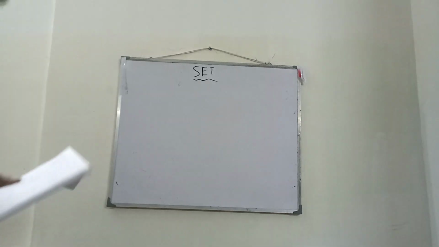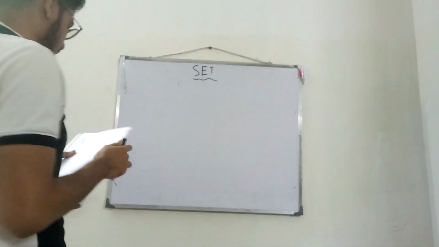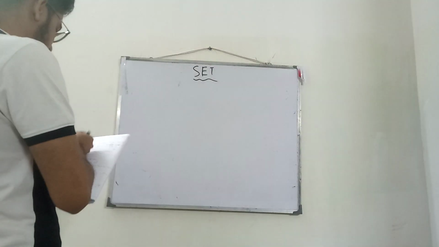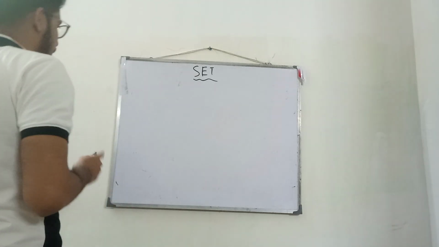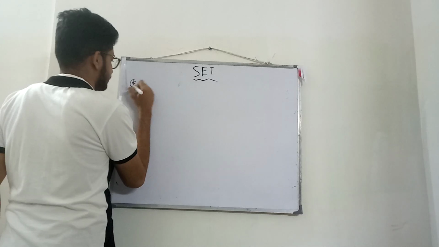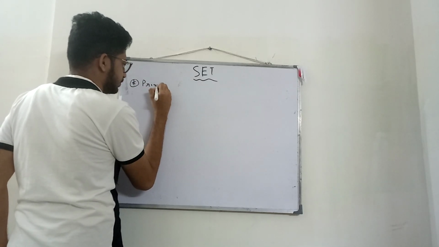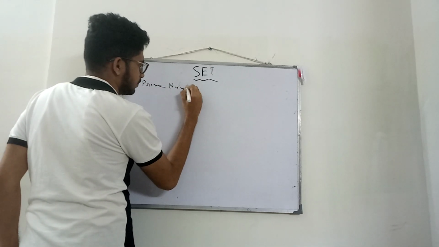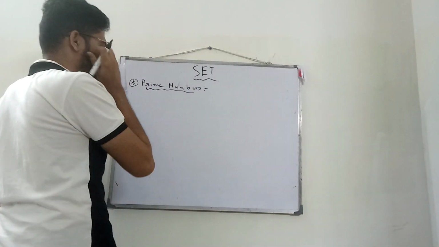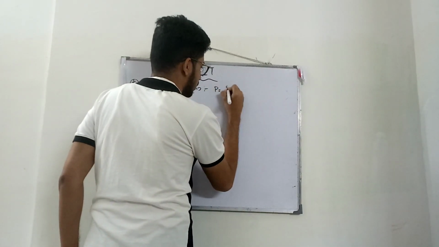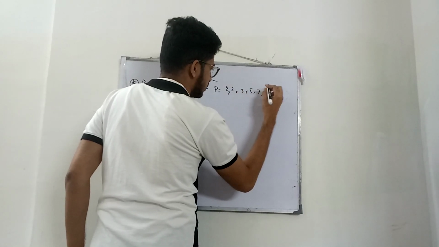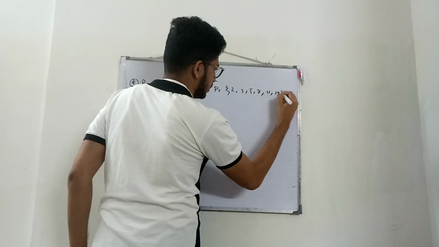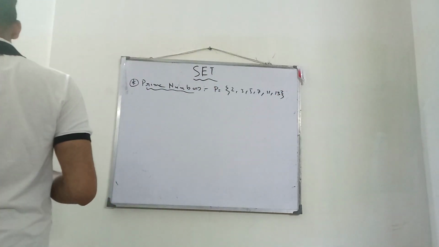Suppose, what are the prime numbers? Prime numbers: 2, 3, 5, 7, 11, 13.